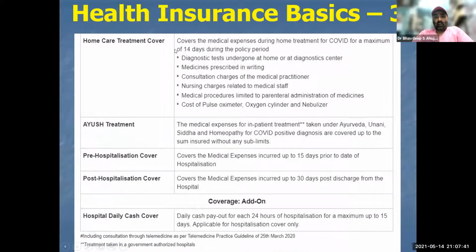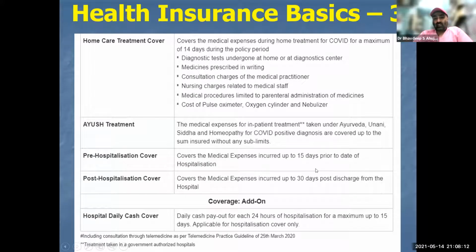So then, home care treatment cover: what was allowed as 14 days from the policy were medicines given to you in writing by the doctors, diagnostic tests, consultation charges, any nursing charges, and if you had to purchase an oximeter, cylinder or nebulizer to be kept at home for continuation of the care, then it was covered. AYUSH treatments, as I mentioned, not only allopathic but all AYUSH treatments were covered too. If you are fond of taking Giloy, you were covered for those expenses also.